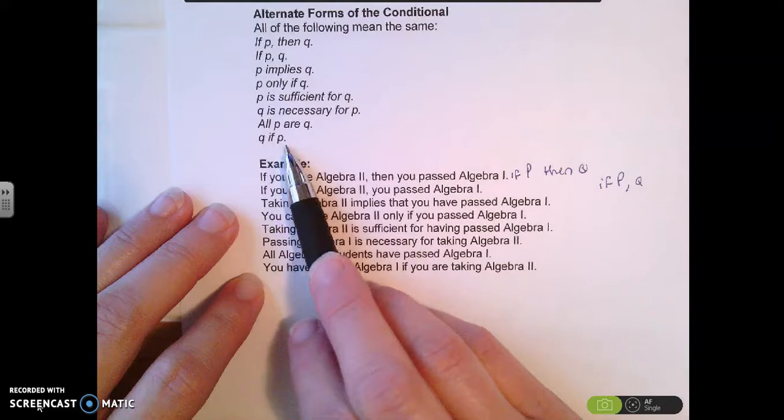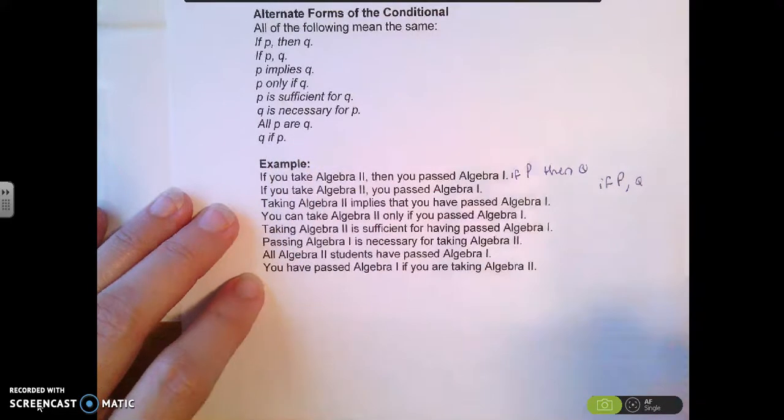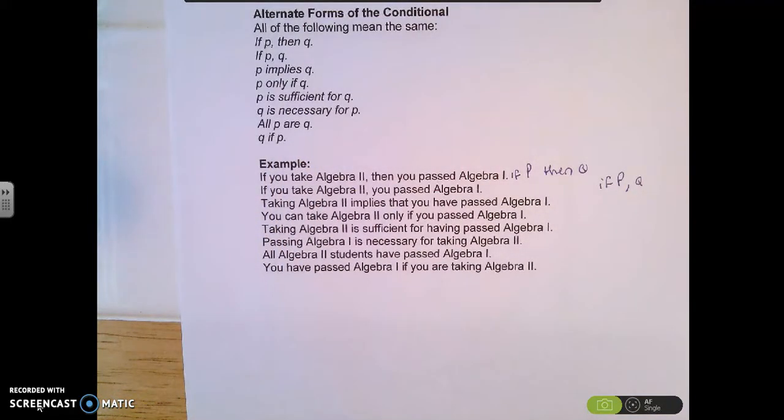Q if P. So again, these are all just different ways to say the same thing, and you can come up with the hypothesis and conclusion. I hope it helps.